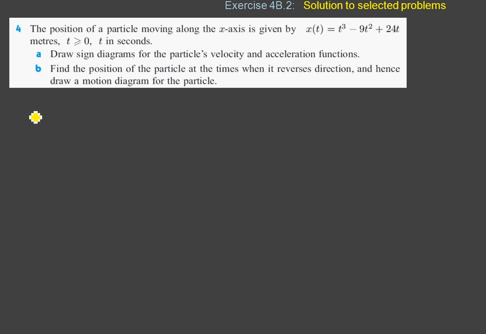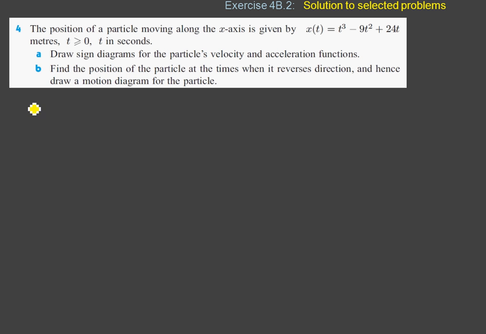Okay, so let's look at this question 4 from exercise 4B.2. It's about motion in a straight line. So let's do part A. Part A asks you to draw a sign diagram for the velocity and acceleration function of the particle.